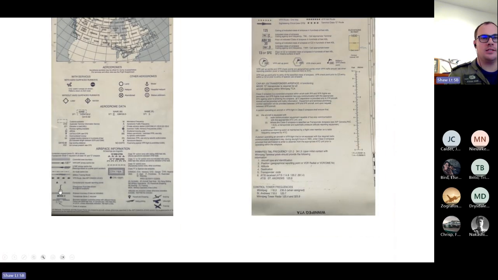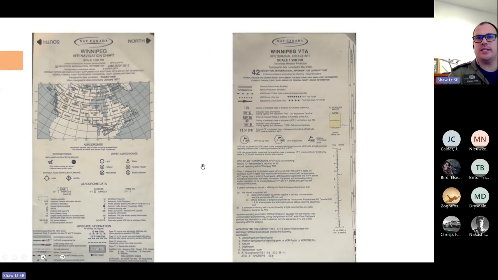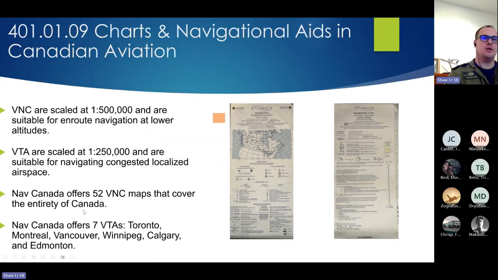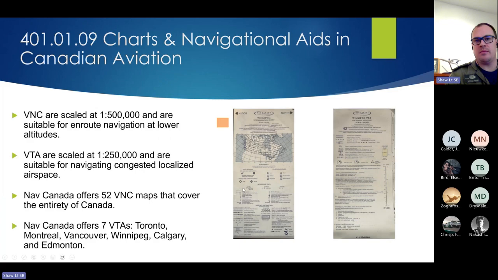And it's got a legend on it. Same with our VTA. It's got a legend right on it. Lots of times the exams will ask you questions about what this means on the map. If you look at the front of the map, it usually tells you the answer. So different scales. VNCs are 1 to 500,000 because they're bigger, and VTAs are 1 to 250,000.